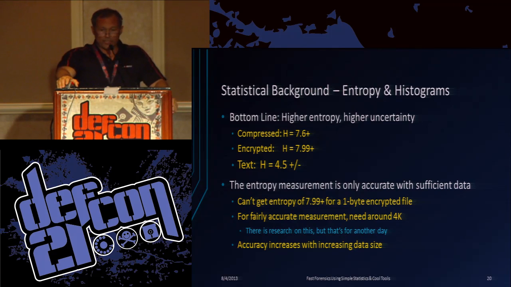It's in a very narrow range, so you can identify that immediately. Now, of course, it does depend on having sufficient data. Very small files, the entropy counts are going to be skewed. I found that in practice, around 4K is where it starts to get reasonably accurate. Of course, the more you have, the more accurate it looks.